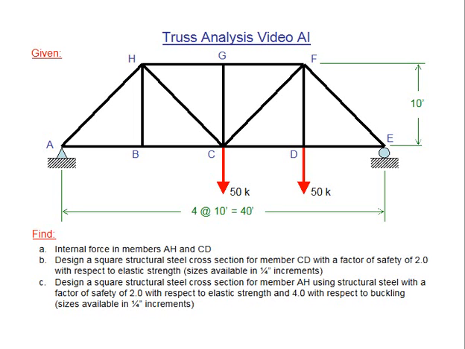We will then design member CD as a square structural steel cross-section. Finally, we'll design member AH as a structural steel square cross-section. This is the first of 3 videos. In this particular video, we will be doing part A.